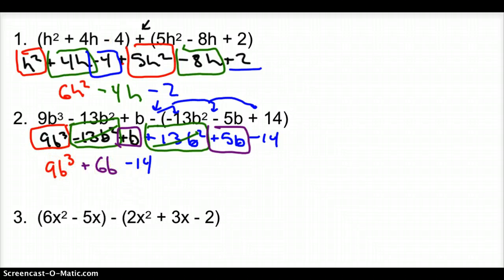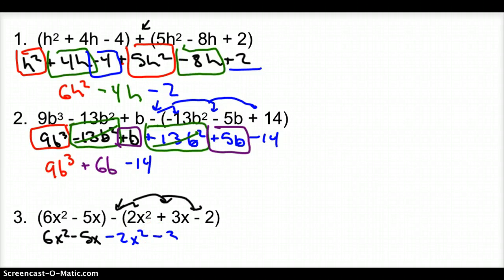A couple more here. Please remember, always look at the sign in the middle of the parentheses. It is a negative sign. So what we have to do now is drop the first ones out, 6x squared minus 5x. Now we have to distribute that. Please remember to distribute that to change all your signs. So now it's negative 2x squared minus 3x plus 2.